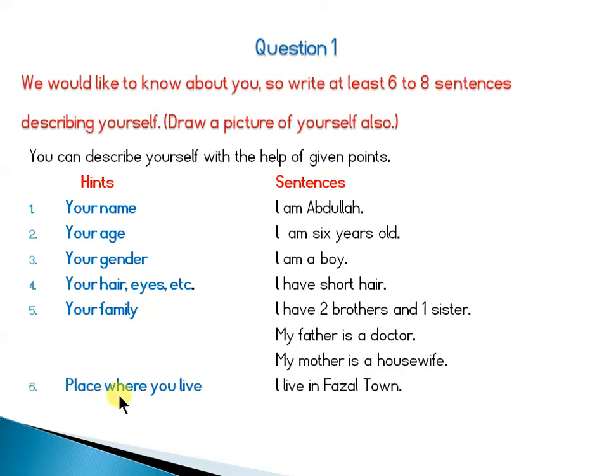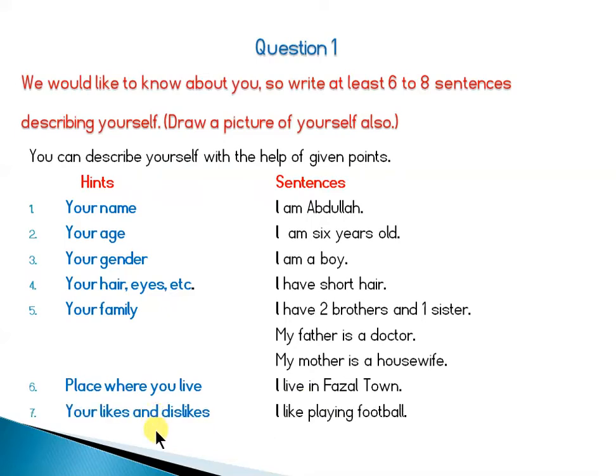Number 6, place where you live. Where do you live? If you live in Fazal Town, you write I live in Fazal Town. If you live in Gulzar-e Qaid, you write I live in Gulzar-e Qaid. If you live in another place, Shah Khalid, you write I live in Shah Khalid.